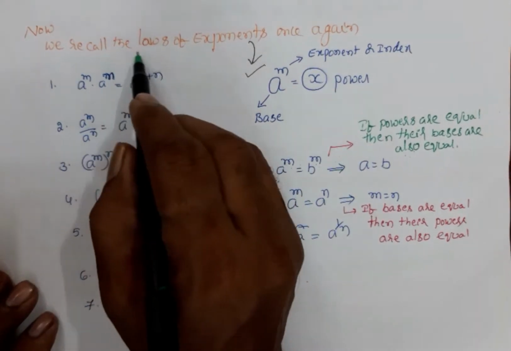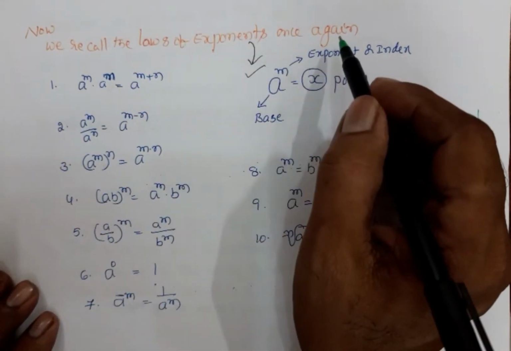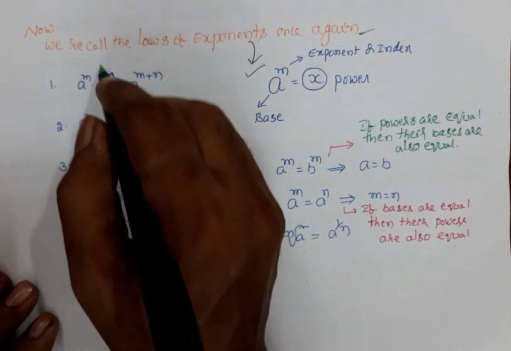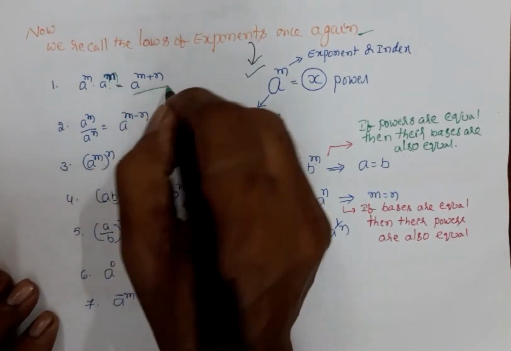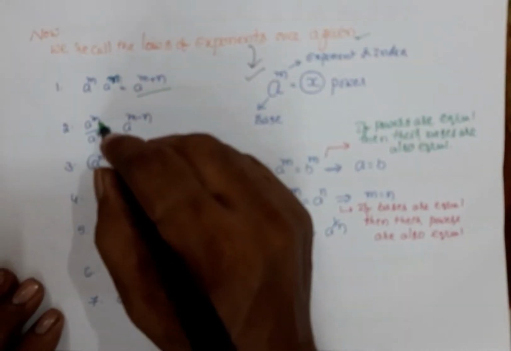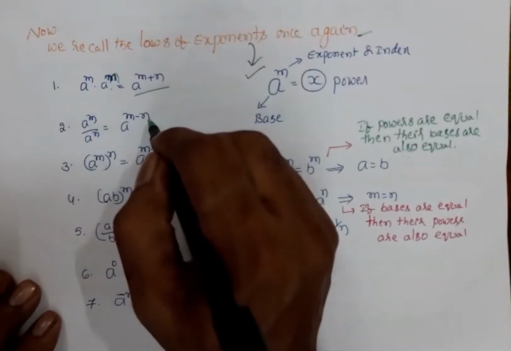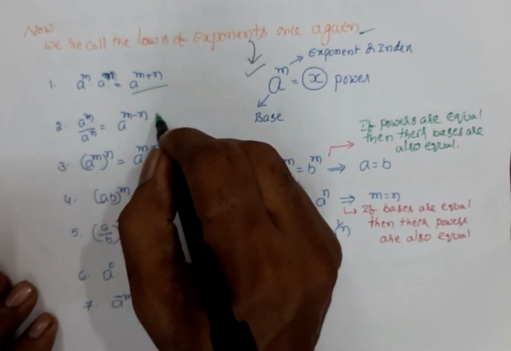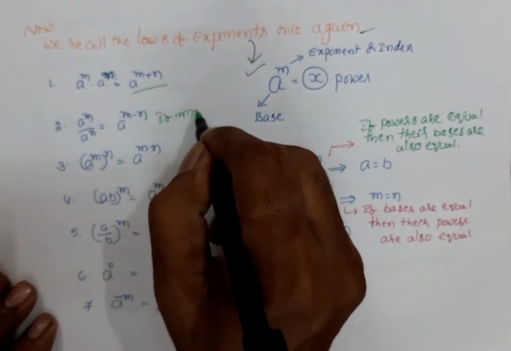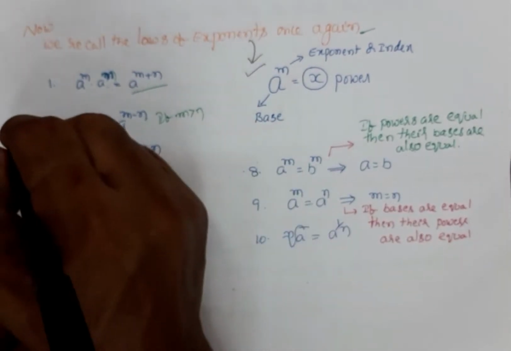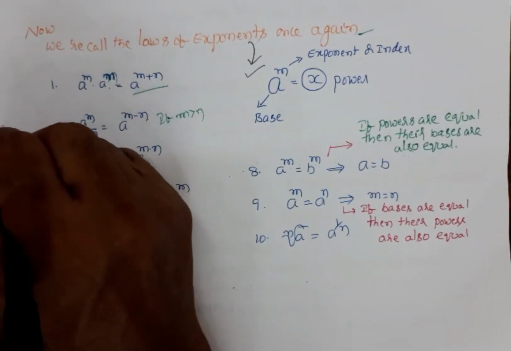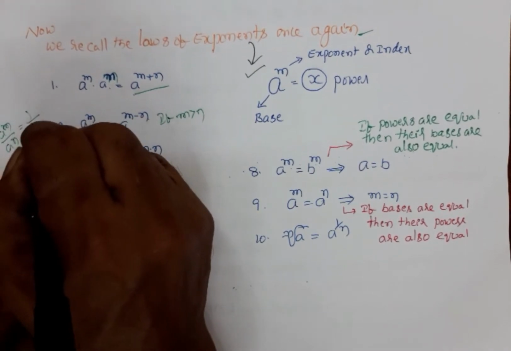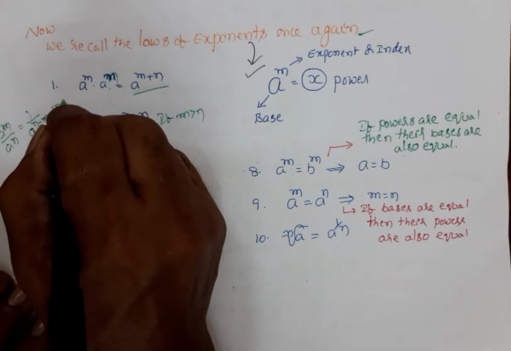Now we recall the laws of exponents once again. a to the power of m into a to the power of n equals a to the power of m plus n. a to the power of m by a to the power of n equals a to the power of m minus n, if m is greater than n. Suppose m is less than n, then a to the power of m by a to the power of n equals 1 by a to the power of n minus m.